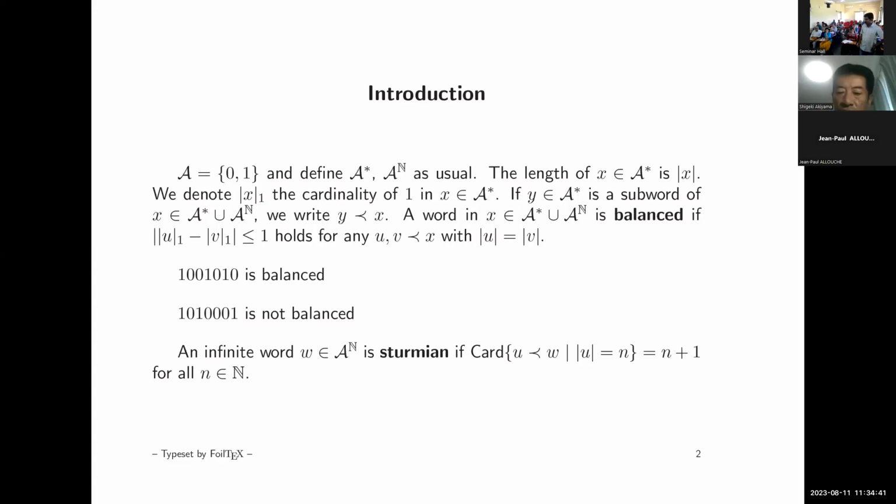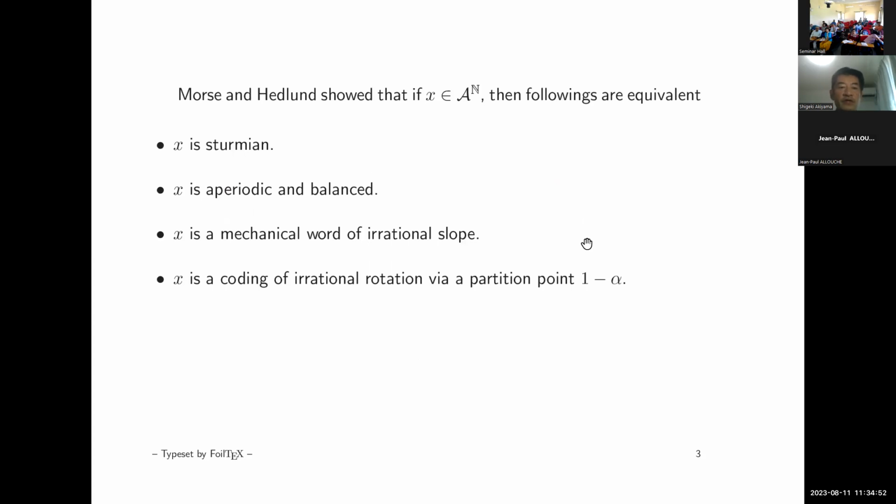So this is what I explained to you yesterday, the balanced words and Sturmian words. The most important theorem around Sturmian words is the Morse-Hedlund theorem, a classical theorem which characterizes this infinite sequence in four ways. The Sturmian word is understood as an aperiodic balanced word. This is one way of understanding. The other way is a mechanical word of irrational slope. And the third and fourth are almost the same.